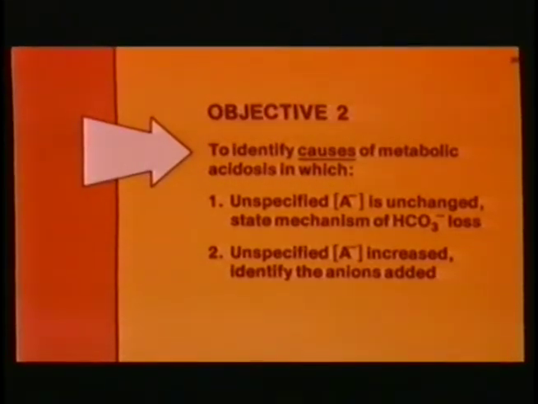39. Our second objective is to be able to identify the causes of metabolic acidosis in disturbances in which: 1. Unspecified anion concentration is unchanged, and state the mechanism by which bicarbonate is lost, and 2. Those in which unspecified anion concentration is increased, and identify the anions added to body fluids.